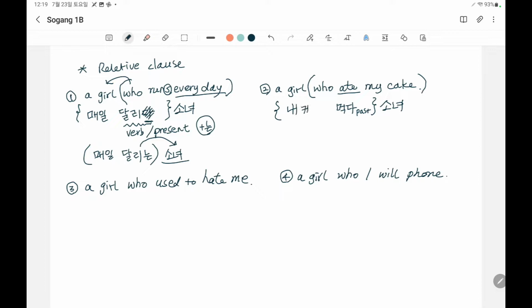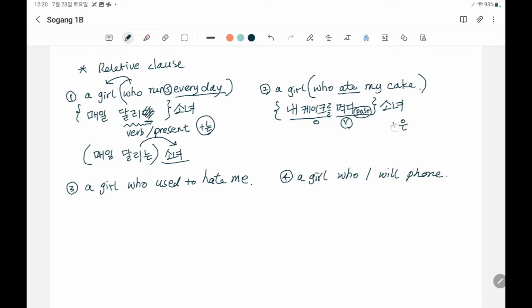나의 cake. 케이크 이렇게 쓸게요. Because it's Konglish. 내 케이크를 먹다. Why? Because my cake is an object, and this is a verb. The girl who ate my cake. 자, this is a verb and this is a past.